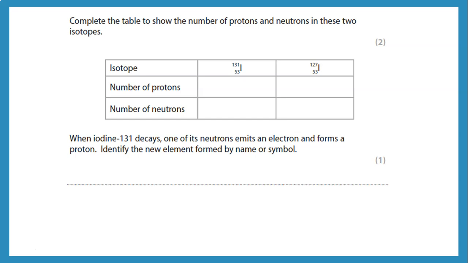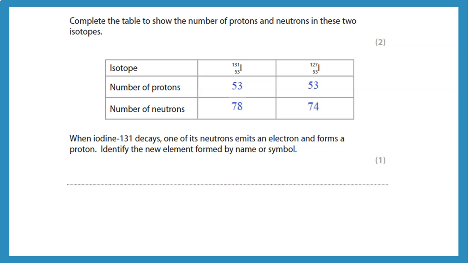Complete the table to show the number of protons and neutrons in these two isotopes. So he gives me two isotopes of iodine. What is the number of protons? Remember that he gives me the atomic number is 53. So the number of protons in both of them is 53. Number of neutrons is the mass number he gives me minus 53.